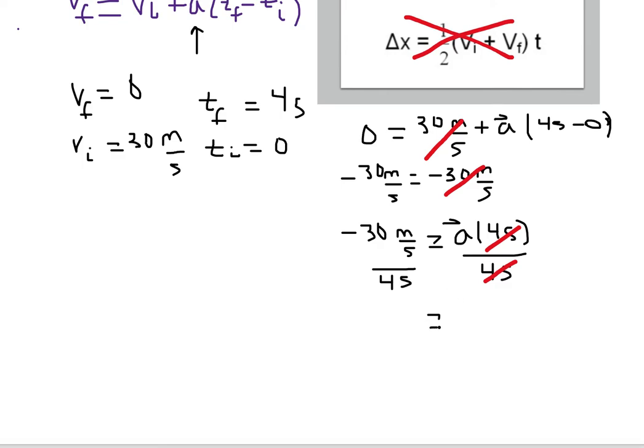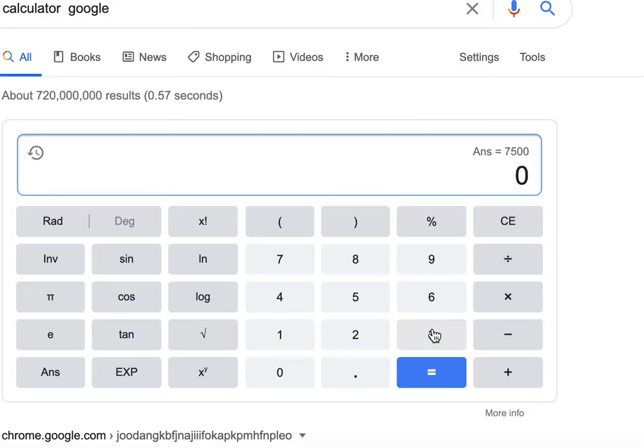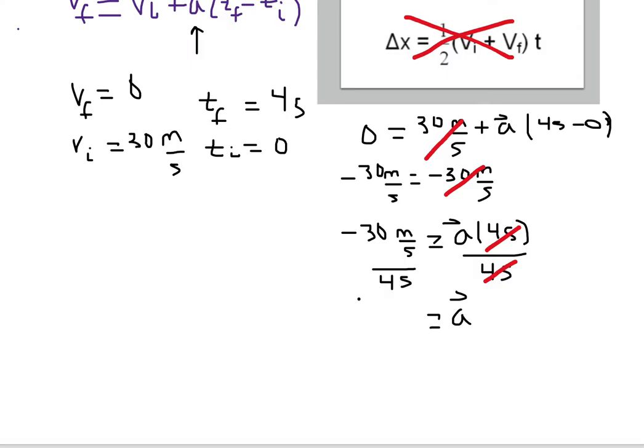Carry our equal sign down. We got acceleration all by itself on the right-hand side. We have minus 30 divided by 4. So we go to our Google calculator and we say 30, or if you want to do minus 30, put the minus in there, 30. Now you have minus 30 divided by 4, and you get a value of minus 7.5. So now you say minus 7.5.